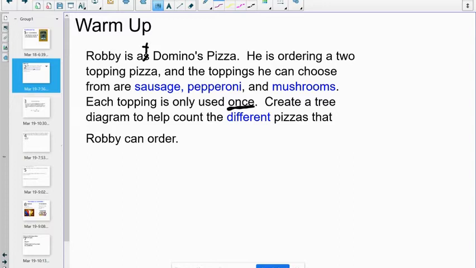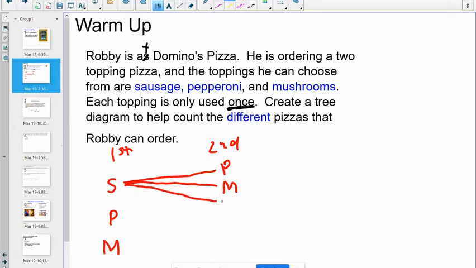Okay, so we're gonna refresh back to day 1 tree diagram. So we have the first topping, second topping here. We can either have sausage, pepperoni, or mushrooms. Those are the highlighted blue words up here. If we have sausage on the first topping, our second topping could either be pepperoni or mushrooms. We cannot have another sausage because it says each topping is only used once. So I'm just going to erase what I just wrote there because we know we can't have that.